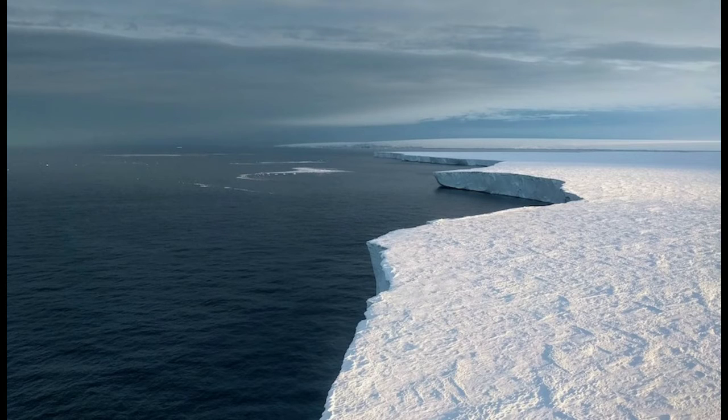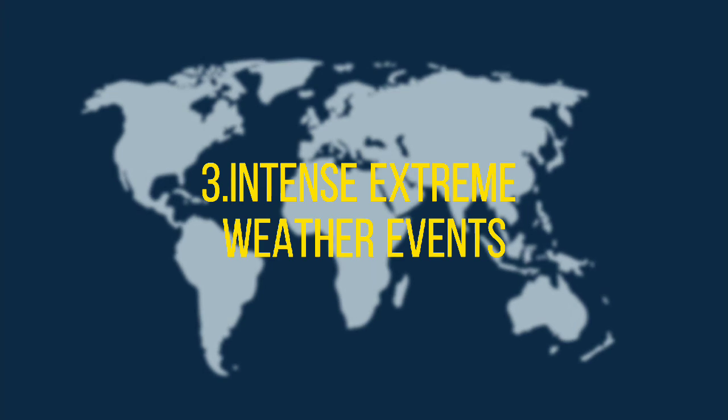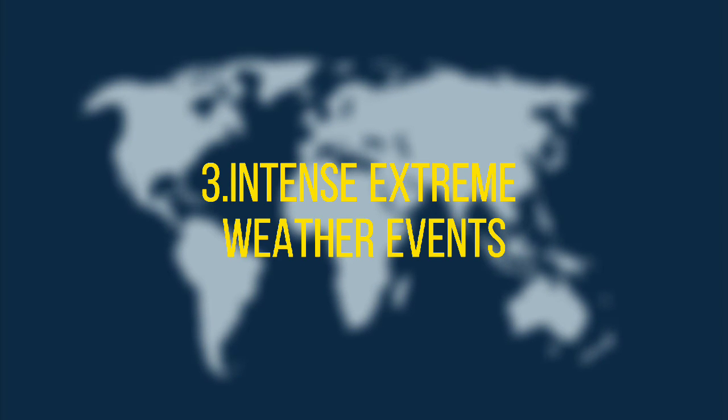Number 3 is the melting of smaller glaciers, often located within a valley. The world has around 200,000 glaciers. Number 4 is more frequent and intense extreme weather events.